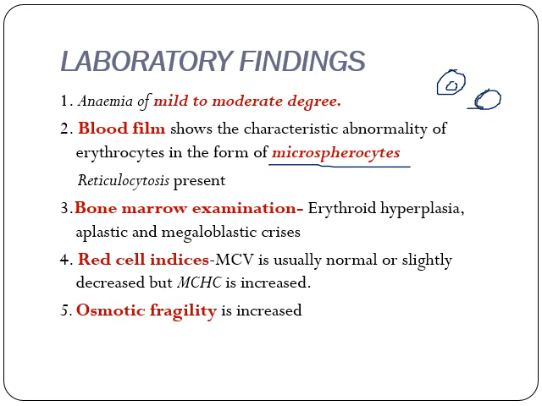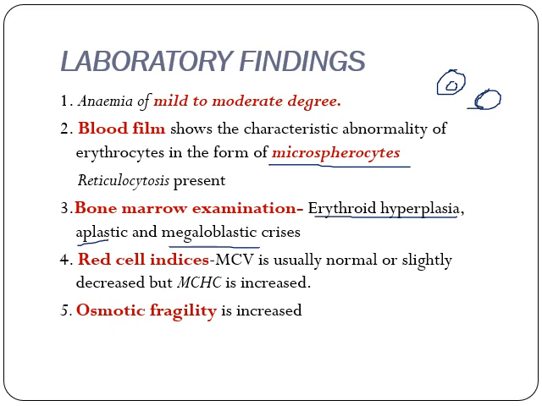Reticulocytes will be present because since there is hemolysis, bone marrow produces more RBCs. They can be released in your peripheral blood, and they can be seen as reticulocyte count. So there will be increased reticulocytes. When we go for bone marrow examination, there will be erythroid hyperplasia. Why? Because to compensate the anemia. Sometimes when they come to us with aplastic crisis or megaloblastic crisis, we will see the features of aplastic anemia and megaloblastic anemia, which we will study later.